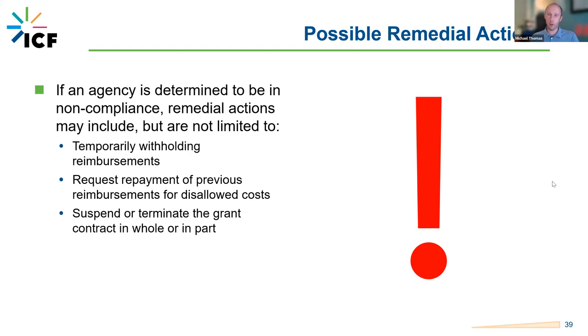Subrecipients have the right to request that of sub-subrecipients if you identify things that are not allowable. And California HCD can do that with subrecipients as well. And then in extreme instances, one of the remedial actions could be suspending or terminating the grant contract in whole or in part. So if the violations are egregious and they cannot be remedied, it could result in terminating the program. So those are all possible remedial actions.